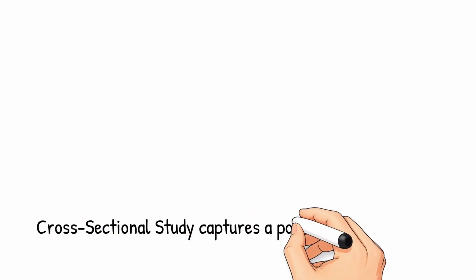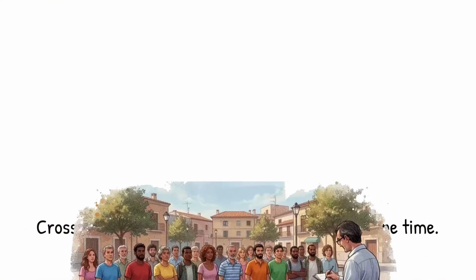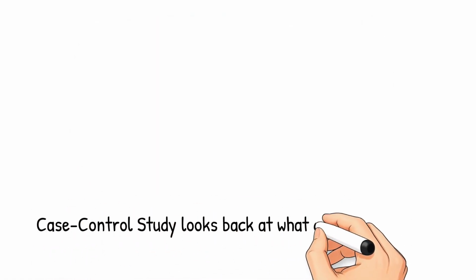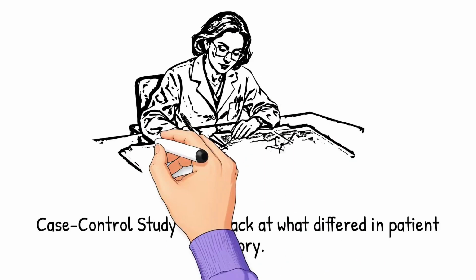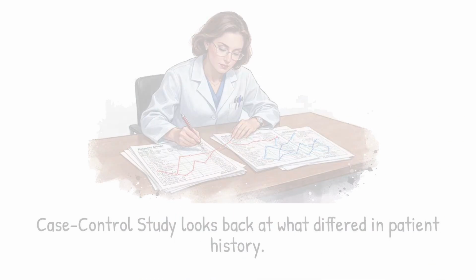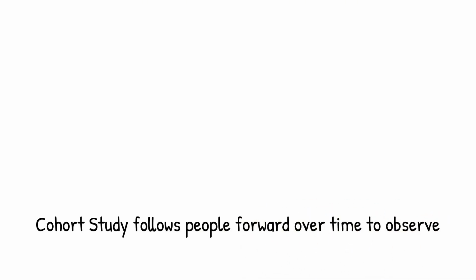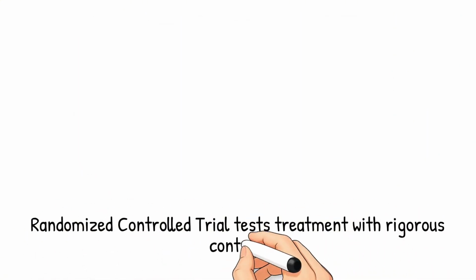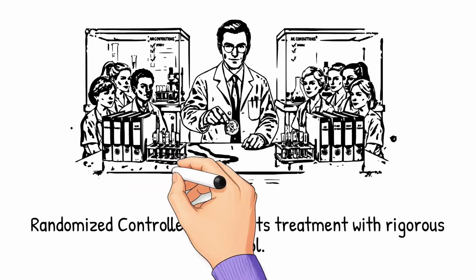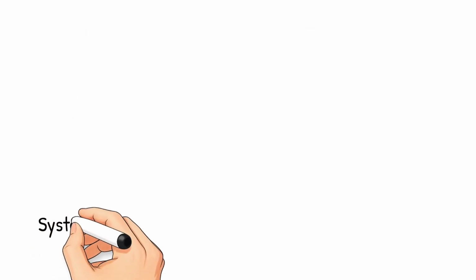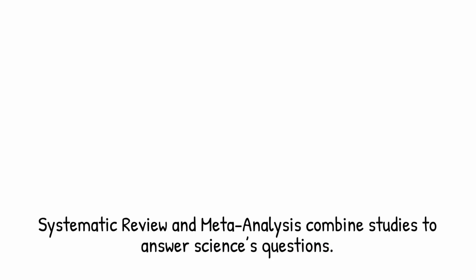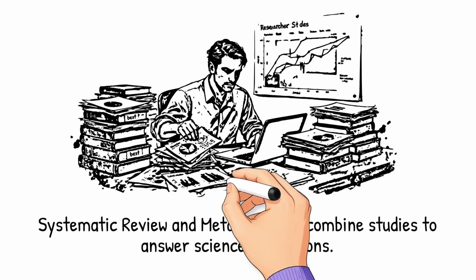Cross-sectional study: a photograph of a population at one moment in time, good for prevalence, weak for causation. Case control study: start from the disease, look backward, find what was different in the history. Cohort study: follow people forward through time, watch what happens, establish what came first. Randomized control trial: flip a coin, control everything, and finally answer whether a treatment actually works. Systematic review and meta-analysis: collect the best studies, filter the weak ones, and combine the evidence into the most powerful answer science can currently give.